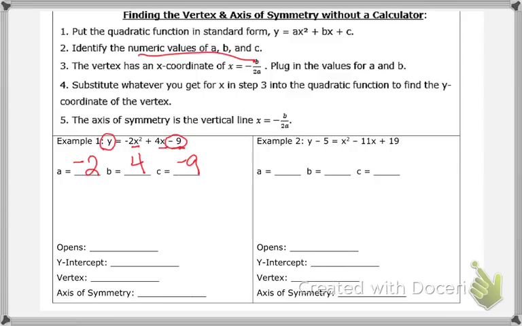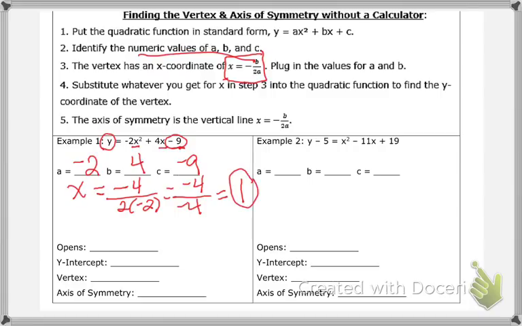So now that I have my a, b, and c values, I can find the x-coordinate of the vertex by using x equals -b over 2a. So x equals negative, and then my b value, which is 4, all over 2 times a, which is -2. That leaves me with -4 over -4, and when we reduce that, that gives us 1. So the x-coordinate of my vertex is going to be 1.